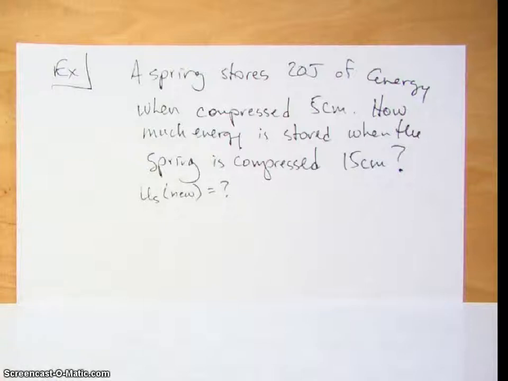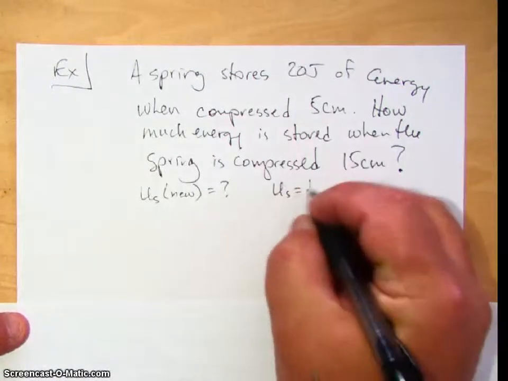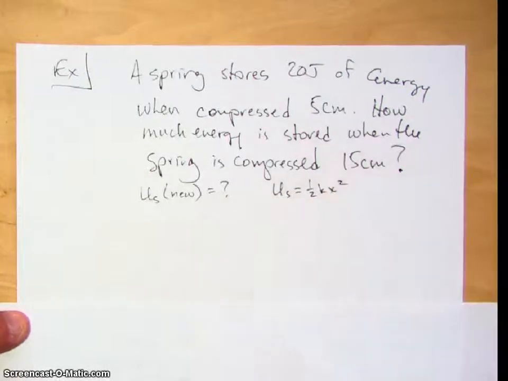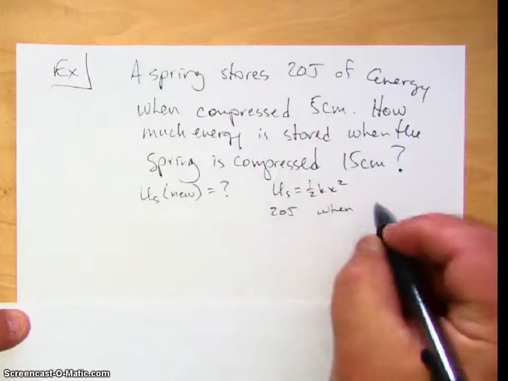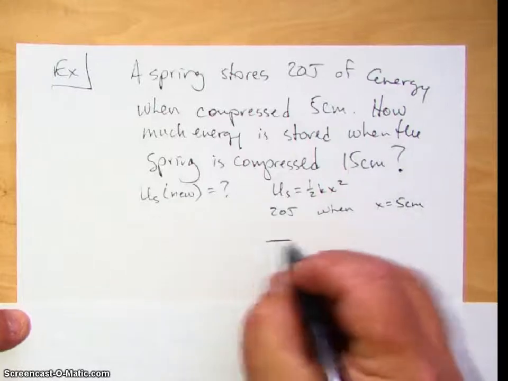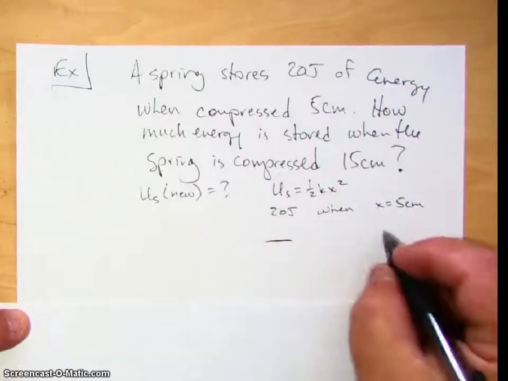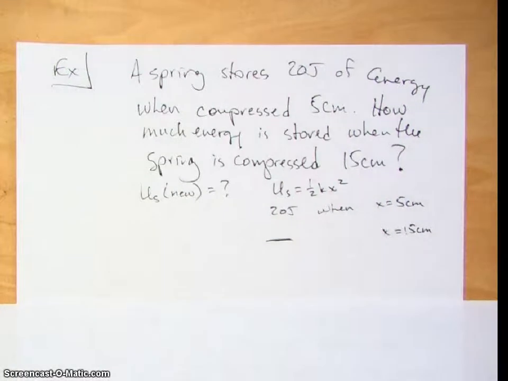You don't actually have to know k to solve this, because we know that U of a spring is equal to 1/2 kx squared. Well, I knew before that I had 20 joules when x is equal to 5 centimeters. So what I want to know is what happens now when x is equal to 15 centimeters. Here's the key thing. I know the spring constant is, wait for it, constant. So when I say 1/2 kx squared, that k is not going to change.